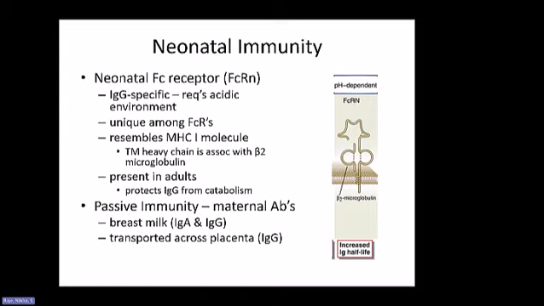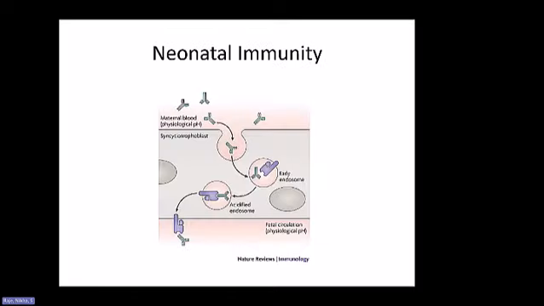Now, FcRn has affinity for an acidic environment, and its structure is similar to MHC class 1 molecules. So there is a transmembrane heavy chain that binds to a beta-2 microglobulin, and as I said, it provides passive immunity, so it can help transfer IgG across the placenta. Both IgA and IgG are secreted in breast milk, and it gives a longer half-life to the immunoglobulins because it prevents catabolism or breakdown of IgG.